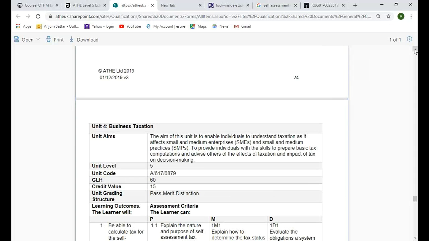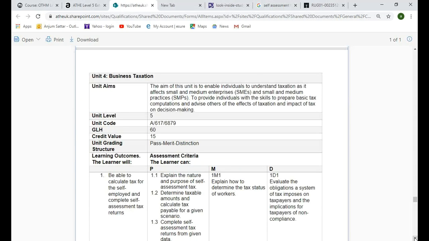Unit 4, Business Taxation. The aim of this unit is to give you a good understanding of the taxation system. Taxation systems can be different in different parts of the world. So our key focus during our lessons will be the UK tax system. You can look at your own country's tax system as well. Maybe the rates will be different. Most tax systems are quite common, maybe the terminology is slightly different, so we need to be really careful when we deal with taxation.